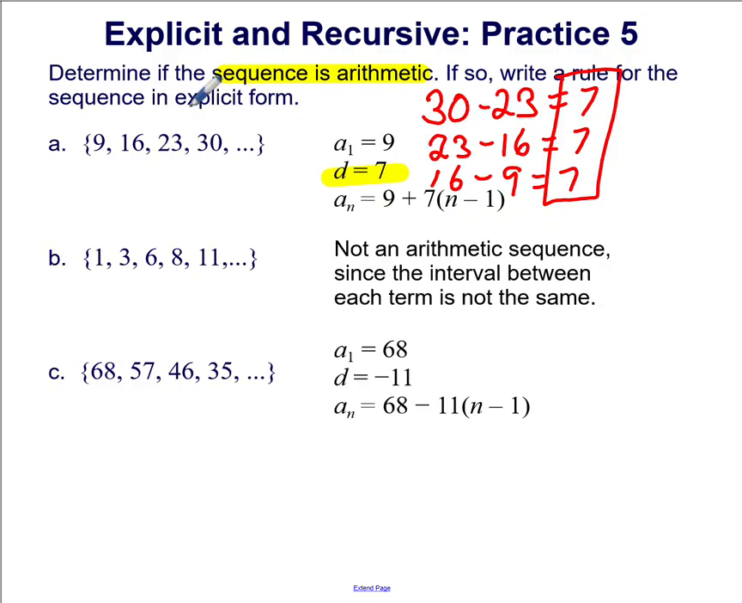Now, as far as writing the rule in explicit form, we have to take a sub n is equal to the first term plus the common difference times n minus 1. The common difference is 7, and the first term is 9. So that's why we have a sub n is equal to 9 plus 7 times n minus 1.